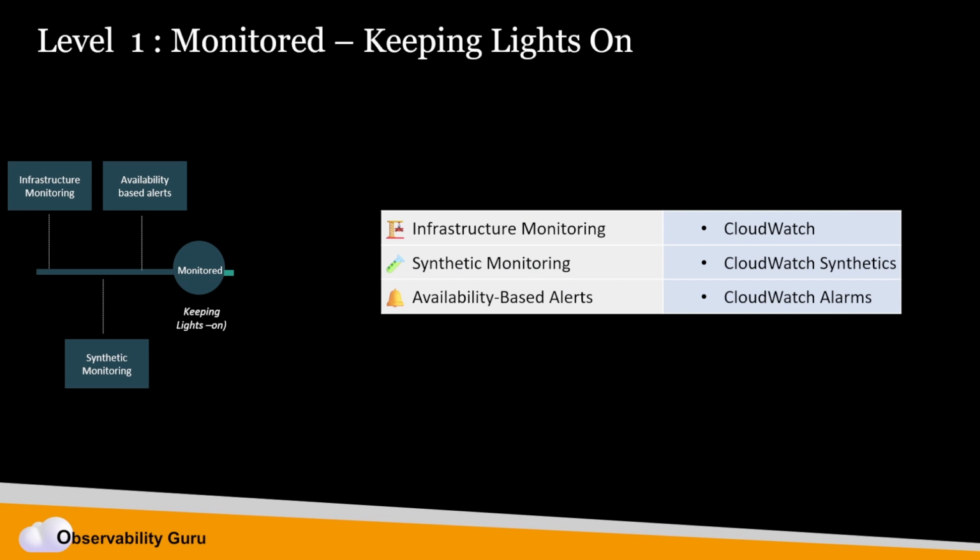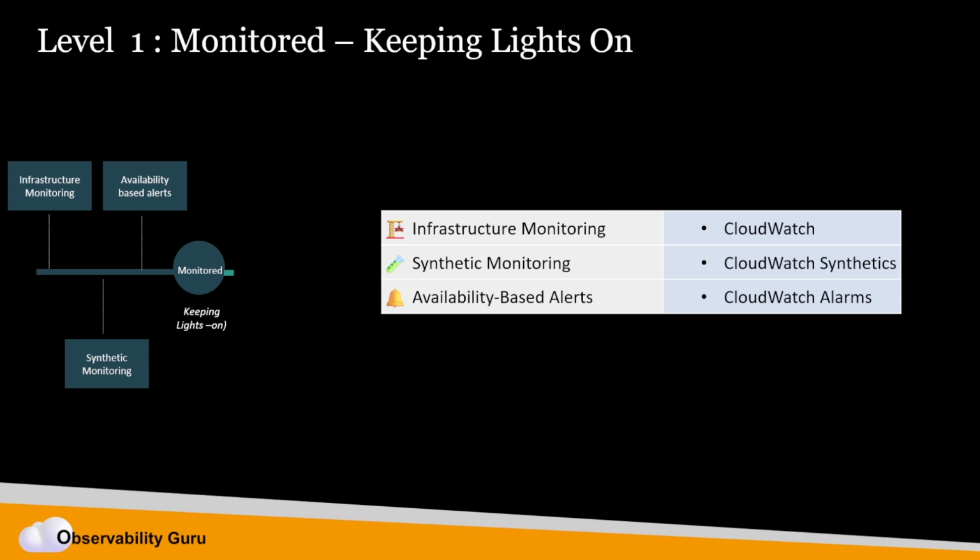So moving on, let's look at level 1, which is about keeping lights on. At this level, our predominant focus is enabling the bare minimum, which is about building infrastructure monitoring and using synthetic monitors to just check whether the application or your system is up and running, and then build alerts based on these availability monitors. So this is just to ensure we do some basic sanity tests and we monitor infra, and then we are able to monitor the availability of our system.